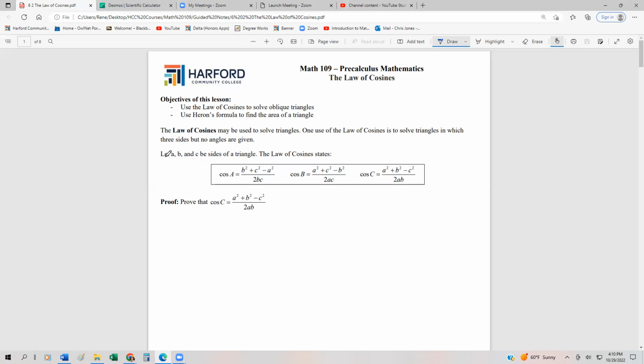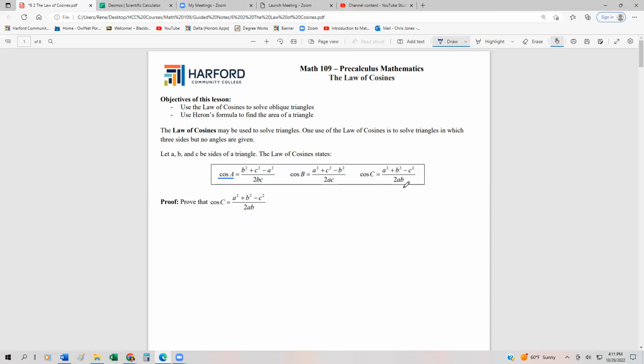So here are our formulas. If a, b, and c are the sides of a triangle, the law of cosines states that the angle A can be computed from the sides: cos A is b squared plus c squared minus a squared over 2bc. Cos B is a squared plus c squared minus b squared over 2ac, and cos C is a squared plus b squared minus c squared over 2ab.